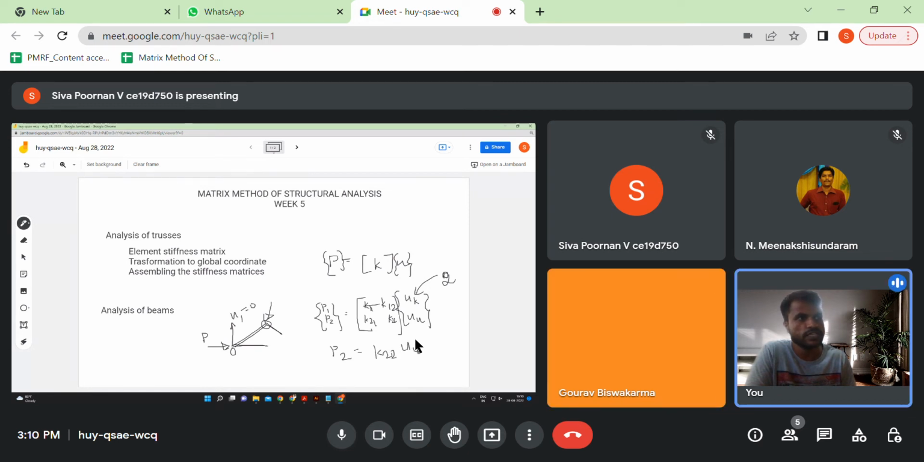Yes, so there will be an effect of UK also, which has to be considered. How to consider it is to just expand the whole thing and then you will find it out. So this thing, taking off the rows and columns for the known displacements, will work only when the displacements are zero. That is what I want to highlight here.